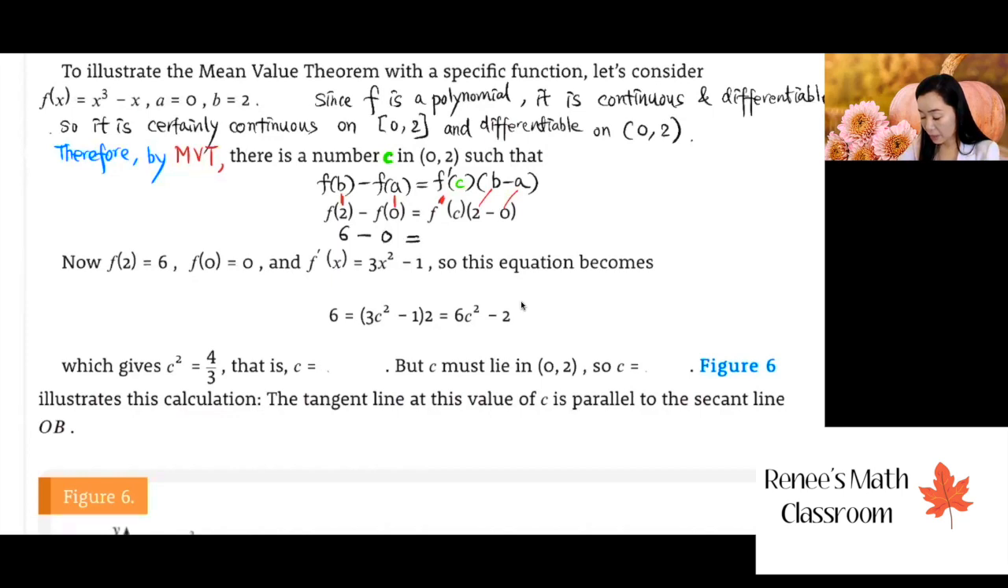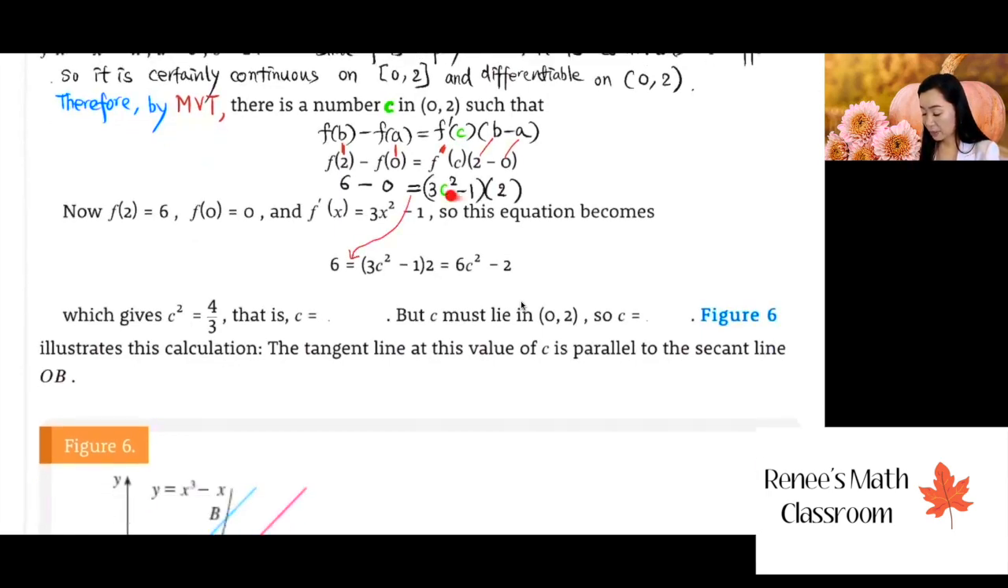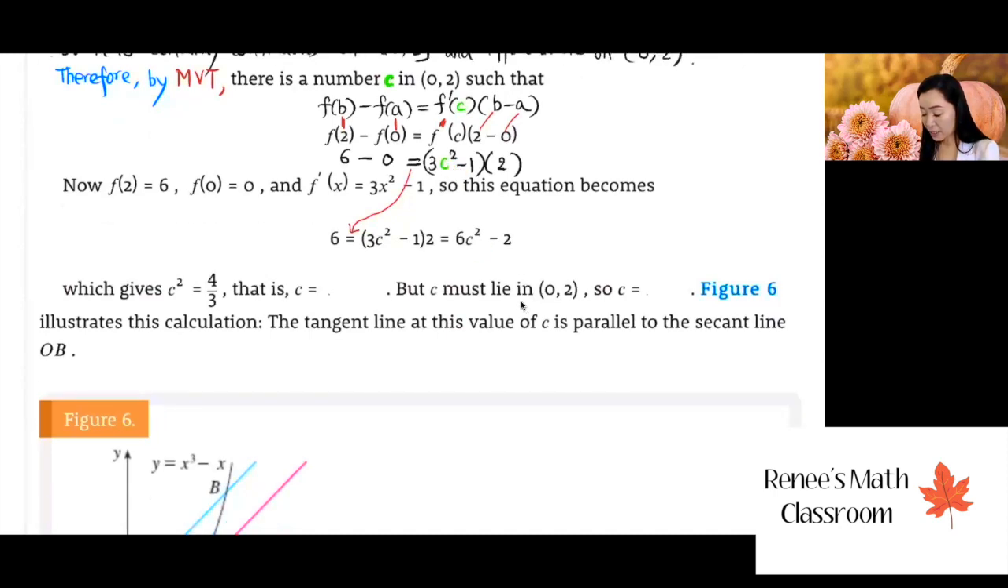F prime of c will be 3 times c squared minus 1. That's f prime of c. And now times this 2. Then after that, that will simplify into this. So you multiply the 2 inside, and you get this. Now you just need to solve this for c.